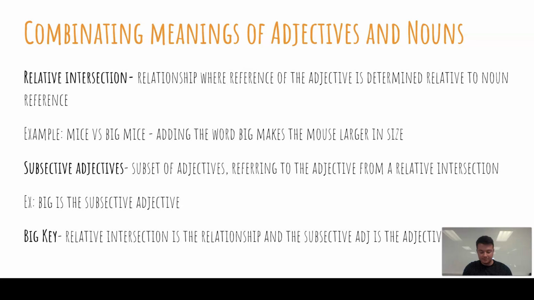The next major concept is relative intersection and subsective adjectives. Relative intersection is the relationship where the adjective is determined relative to the noun's reference. An example of this is mice versus big mice. The relationship between the two changes the meaning of the noun from mouse to a large group of mice. The subsective adjective is the adjective used in this relationship. So the word big would be a subsective adjective. The big key is that in pure intersection, the words can be independent of each other, and in relative, it needs both words for it to make sense.